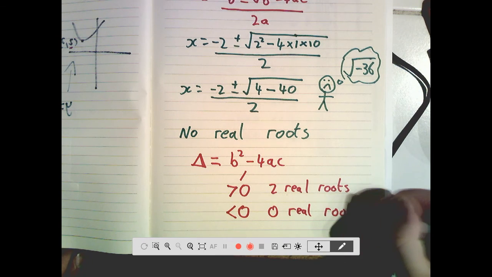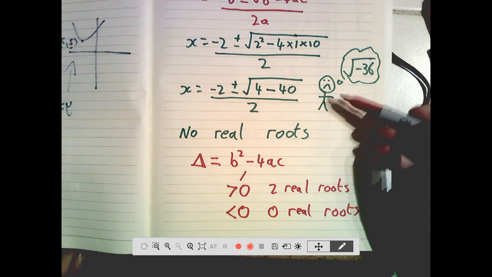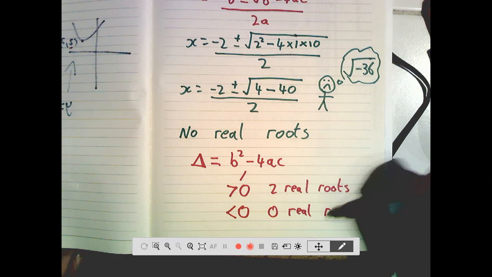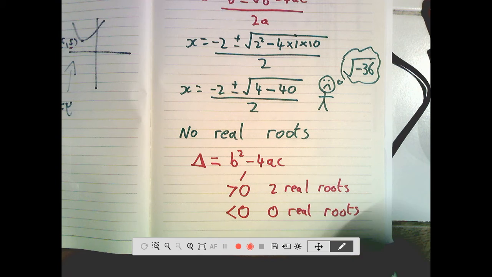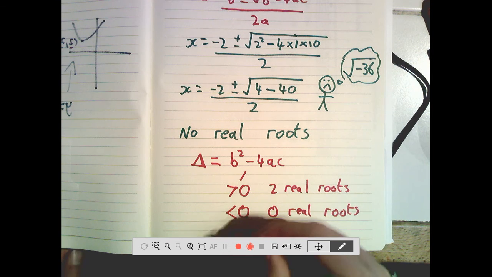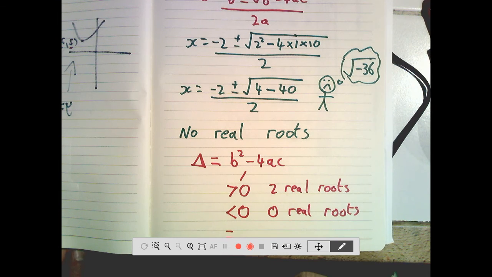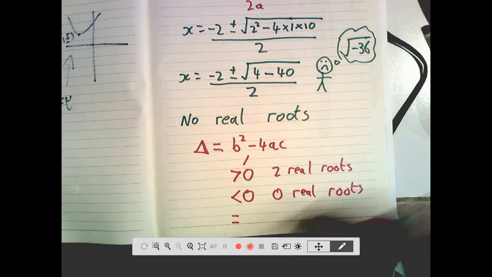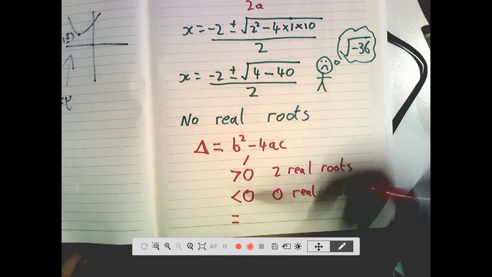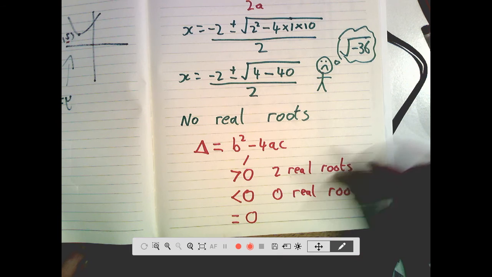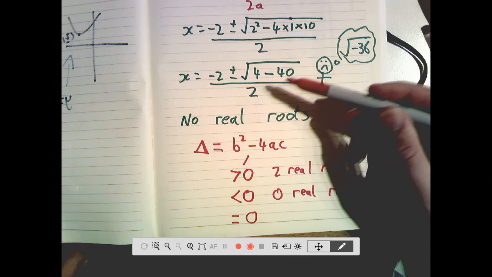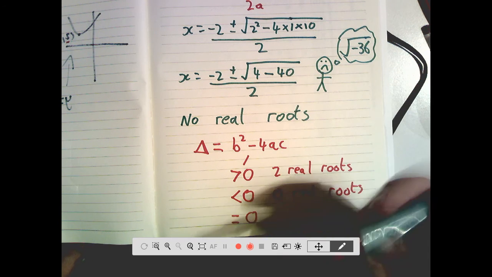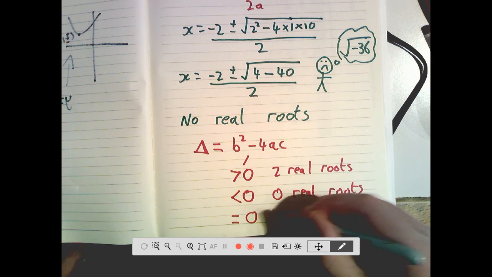In other words, if you've got a negative number, like our sad friend over here, that's when you get no real roots. There's one final situation, which is where what's inside the square root, the b squared minus 4ac, could equal 0, couldn't it? And imagine this was exactly 0. In that case, there's only one option, one real root.